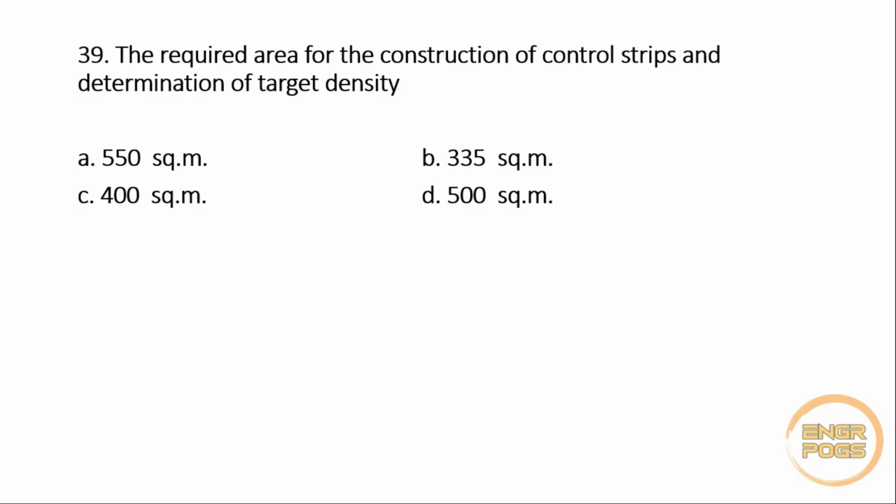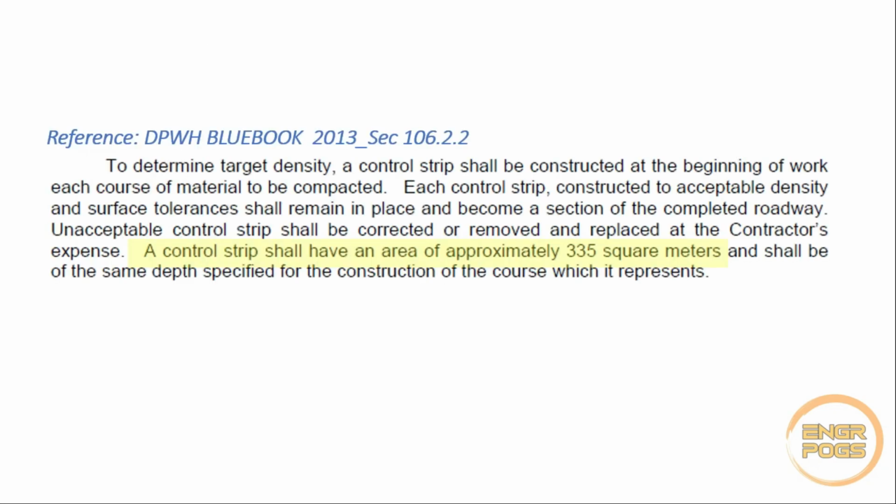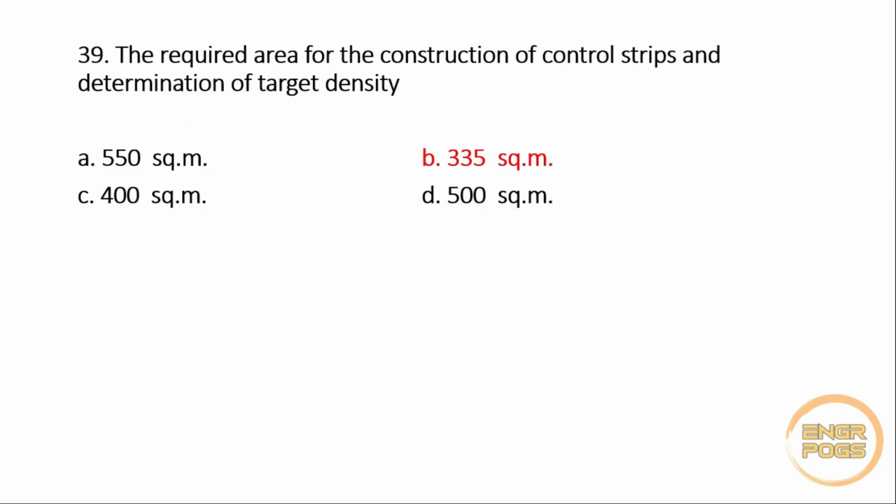Number 39. The required area for the construction of control strips and determination of target density is, based on DPWH Blue Book 2013, Section 106.2.2, a control strip shall have an area of approximately 335 square meters. And the answer is letter B, 335 square meter.